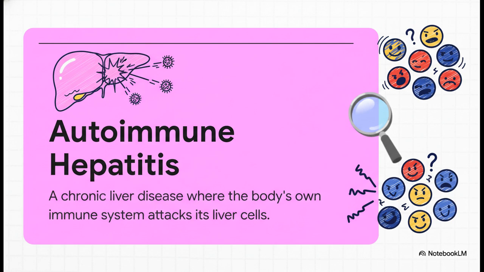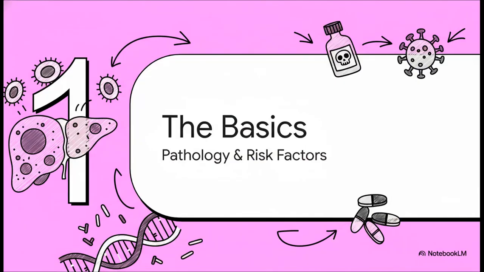So first up, what exactly is this thing? Well, autoimmune hepatitis, or AIH, is a chronic liver disease where the body pretty much gets its wires crossed. Your own immune system, the thing that's supposed to be your bodyguard, mistakes your liver cells, your hepatocytes, for the enemy and just starts attacking them. It's a classic and pretty nasty case of friendly fire. So, what's really going on under the hood here? Let's dig into the basics, the pathophysiology, and the risk factors that set the stage for this whole thing.